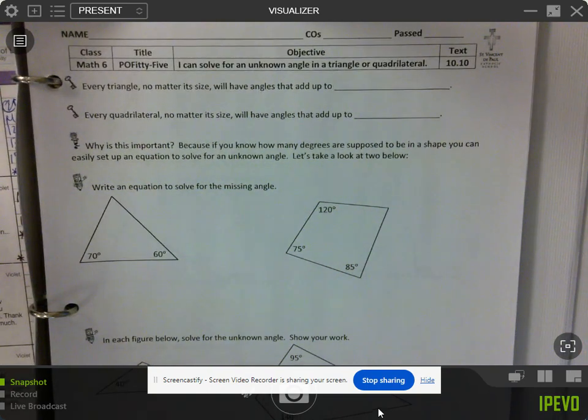Good morning. Today we are continuing working with those angles and triangles, and we're throwing in quadrilaterals.